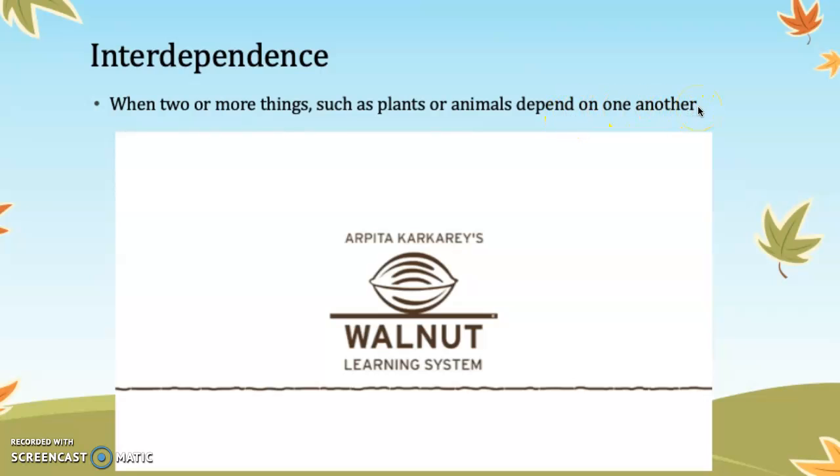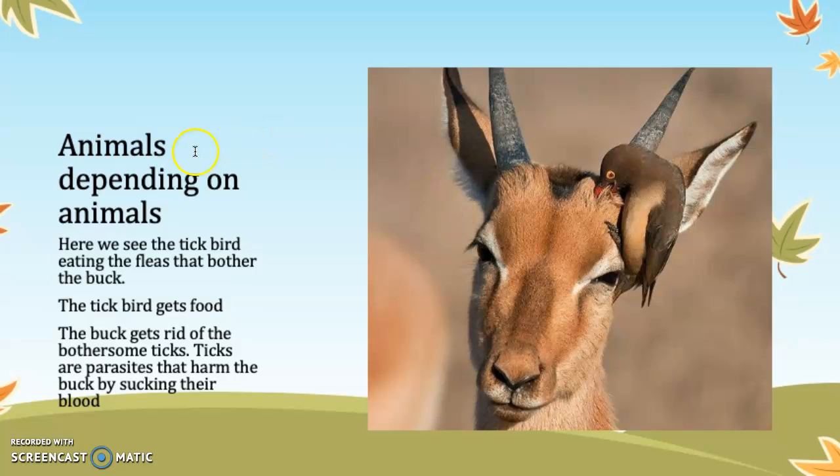So within nature, in order for things to survive, certain plants and animals will depend on each other, or certain animals will depend on other animals. If you look at this example over here, we have animals depending on animals. Here we see the tick bird, right? And the tick bird is on this buck.